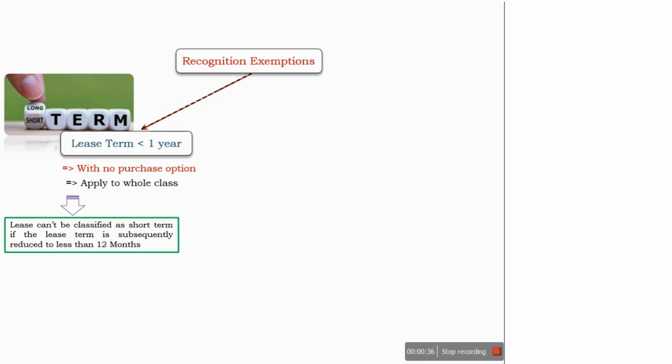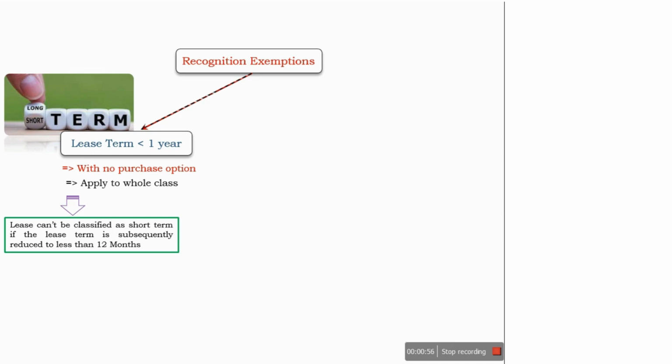Another thing that we need to take care of is that at inception, if any lease is classified as a long-term lease and later on the tenure is reduced to less than 12 months, in that case the lease will not be classified as a short-term lease.